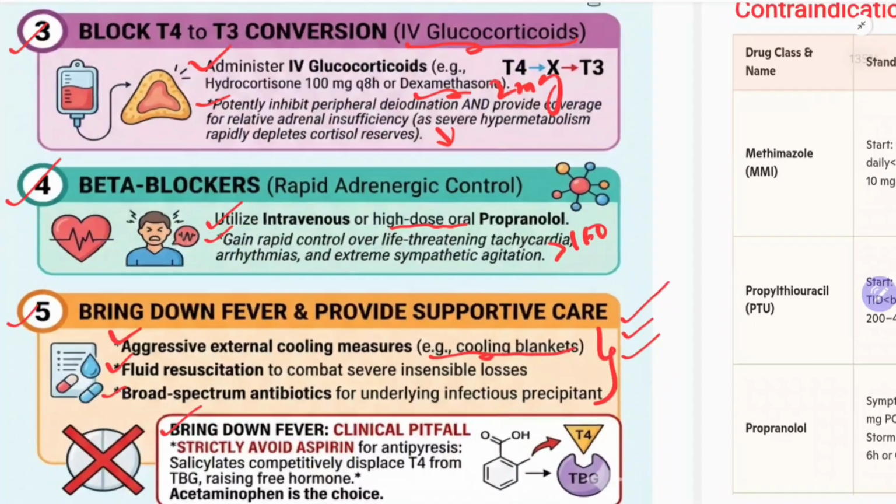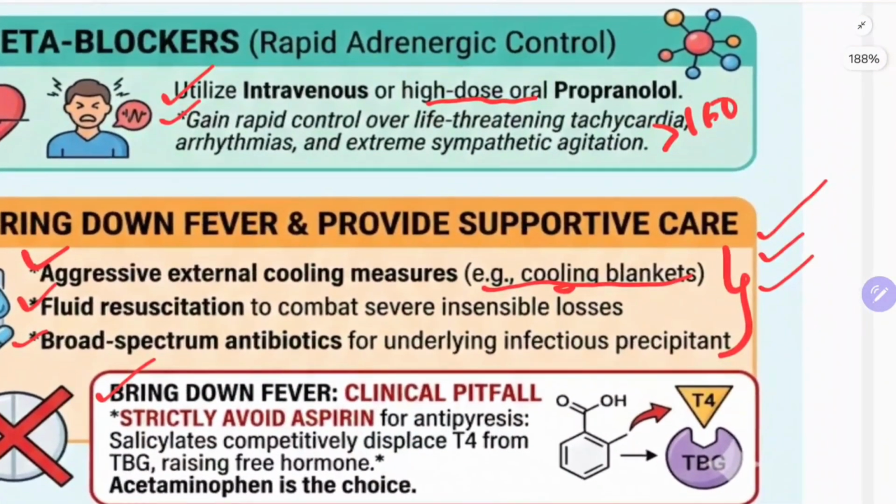Strictly, this is a very important point again. In hyperthyroidism or thyrotoxicosis or Thyroid Storm, strictly avoid aspirin for antipyresis. Why? Salicylates competitively displace T4 from thyroid binding globulin, raising the free hormone level. That's why paracetamol or acetaminophen is the drug of choice for controlling fever in patients with Thyroid Storm or Thyrotoxicosis. So NSAIDs or aspirin should not be used.